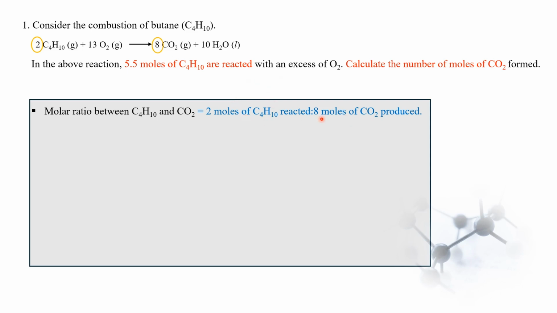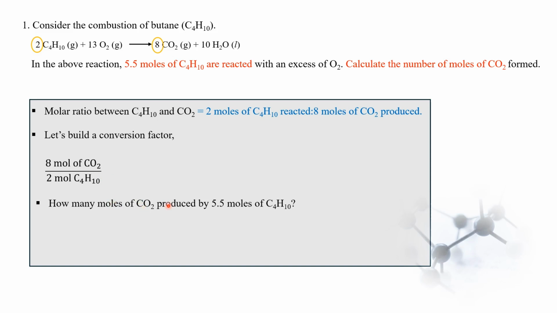So after you identify the molar ratio 2 to 8, let's build a conversion factor. A conversion factor means a fraction. This equality you can write as a fraction: 8 moles of CO2 divided by 2 moles of butane, C4H10. You can write another conversion factor by switching the numerator and the denominator. However, we need only this conversion factor for this calculation.